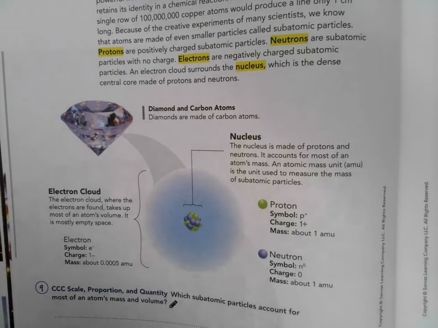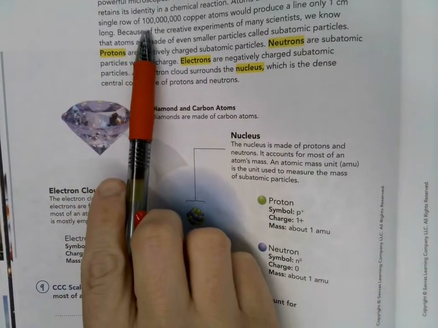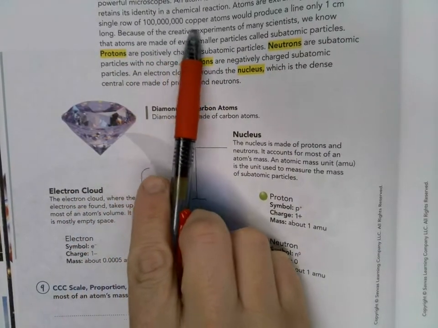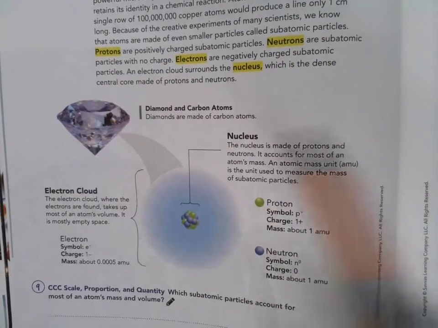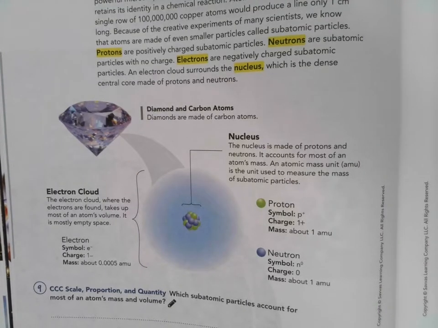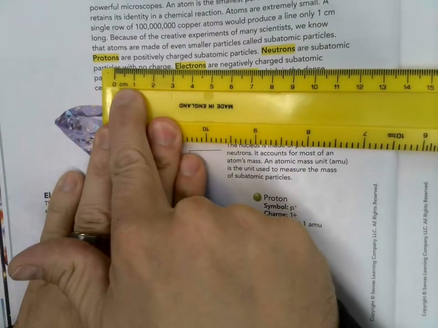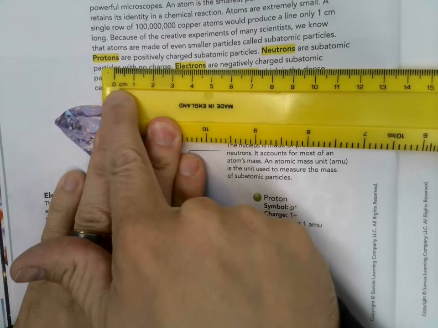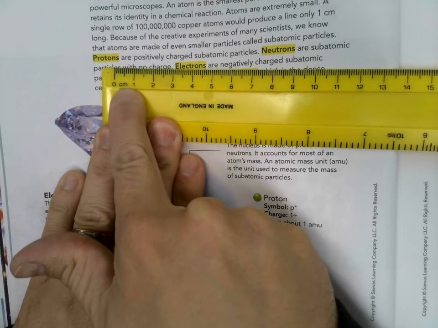Actually, I'll just use this example I have in the book. Okay? Atoms are extremely small. A single row of 100 million copper atoms would produce a line of only 1 centimeter long. All right, to give you a perspective of what a centimeter looks like, this is a centimeter. You can fit 100 million copper atoms in a row in this small square in the centimeter.